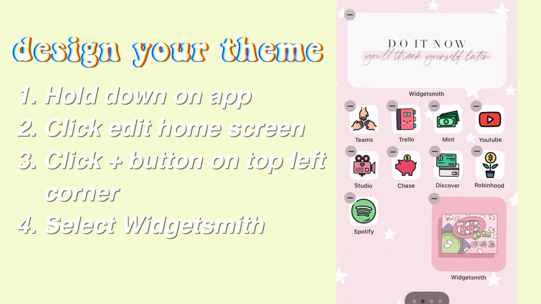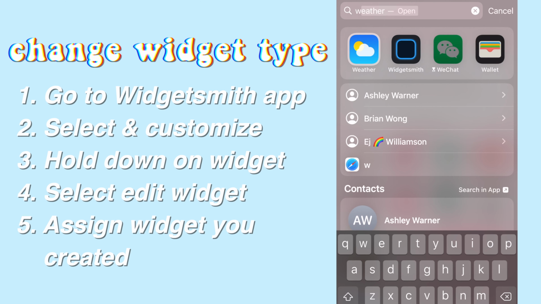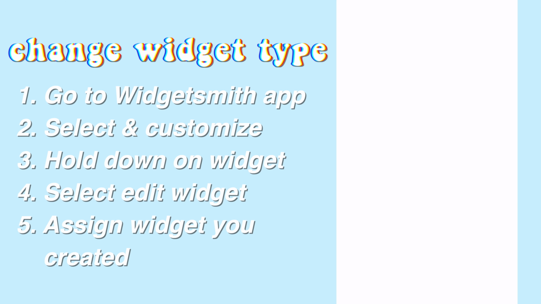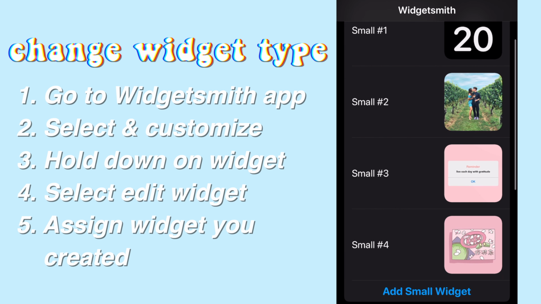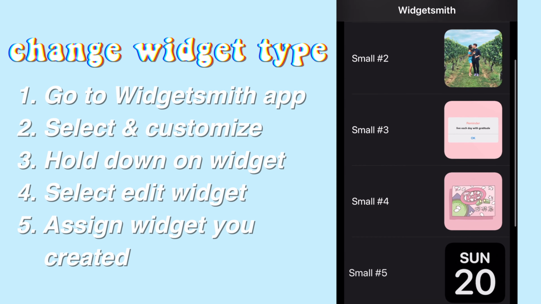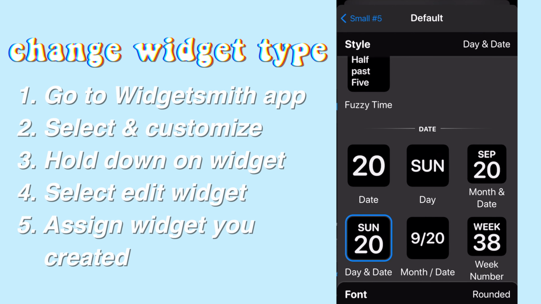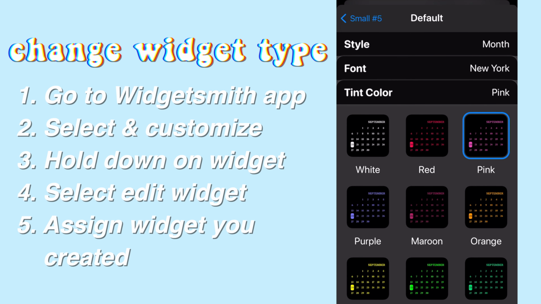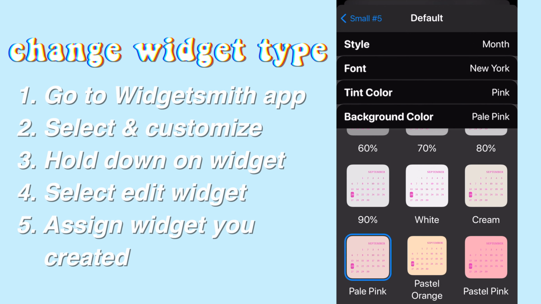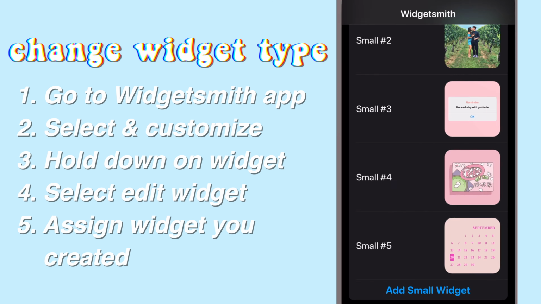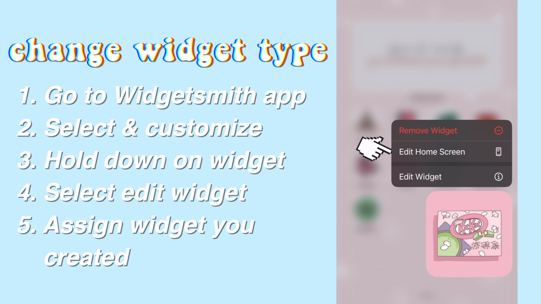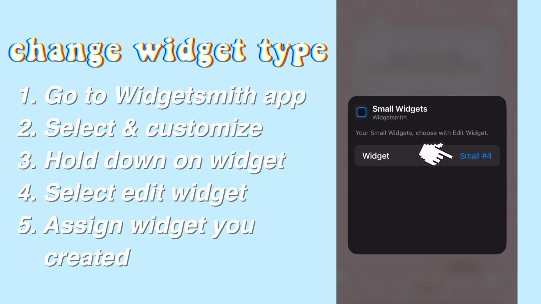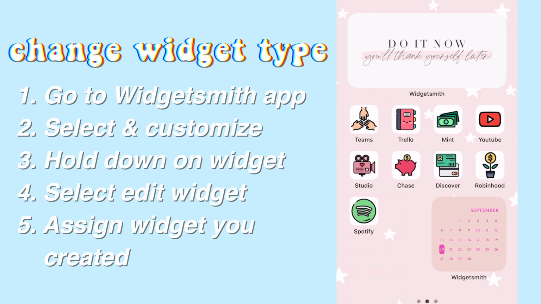But what if I wanted a calendar or something else instead? To change the image or the widget, go to Widgetsmith, click Add a Small Widget, and set your preferences. Once that's done, hold down on the widget, click Edit Widget, and make sure you choose the widget that you just created. The calendar was widget number 5, but you can always rename these if it gets confusing.